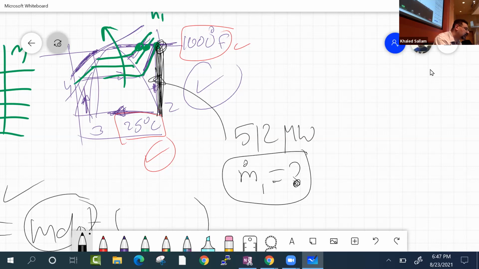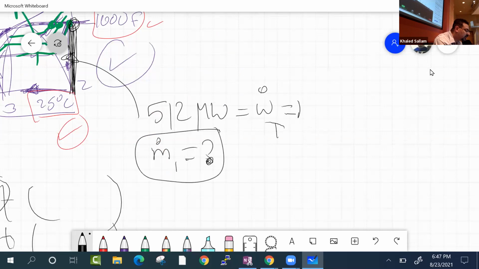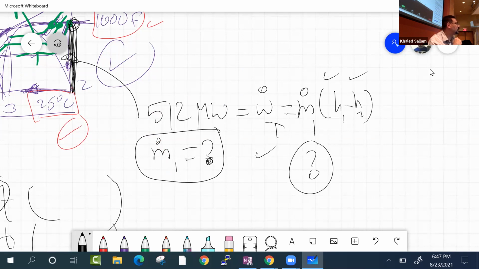Use the turbine equation. That 512, which is work turbine, is M dot 1 times H1 minus H2. And we just got H1 and H2, and he said 512. That's how you can calculate M dot 1. Right? You'll do this all the way in all the other combinations. So that is the first case.